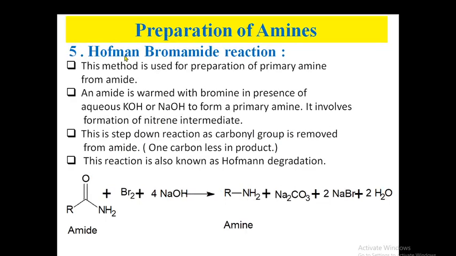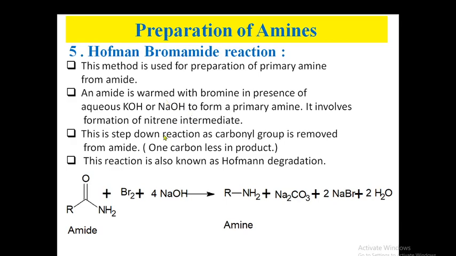Next is the Hofmann bromamide reaction or Hofmann bromamide rearrangement. In this reaction also we can prepare primary amines from amides. In this reaction an amide is warmed with bromine, or sometimes chlorine you can take, in presence of aqueous base like KOH or NaOH to form a primary amine. This reaction involves formation of a nitrene intermediate, which is a very important intermediate in this reaction that involves rearrangement.